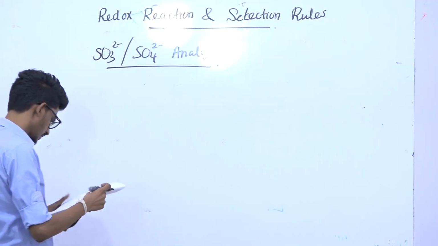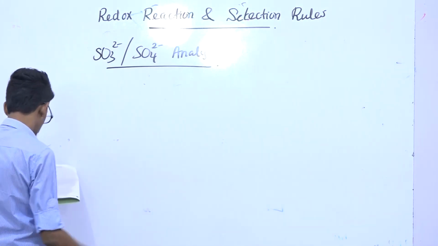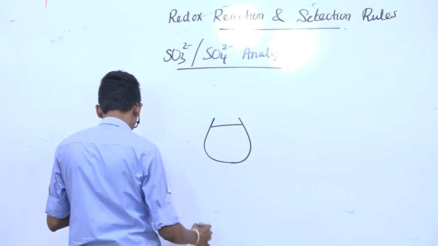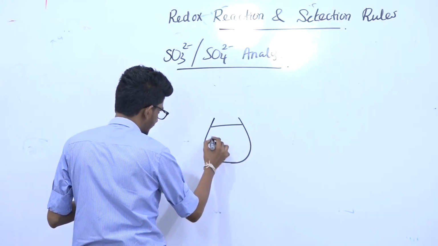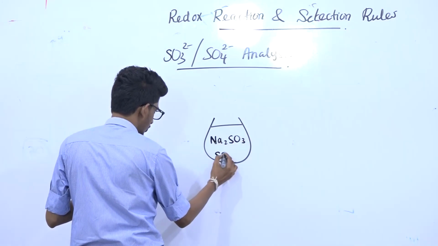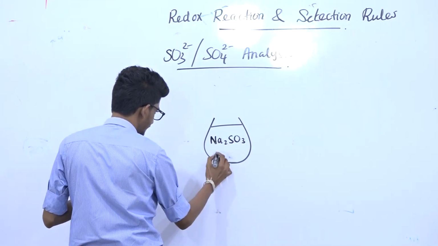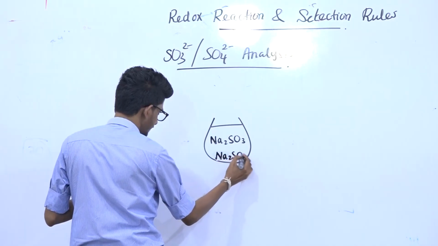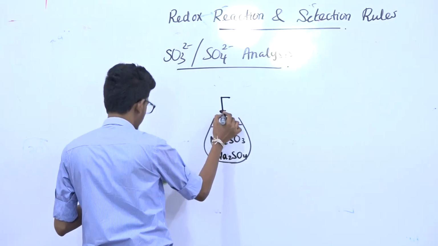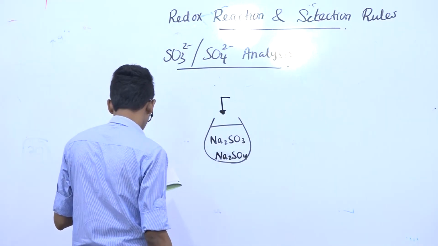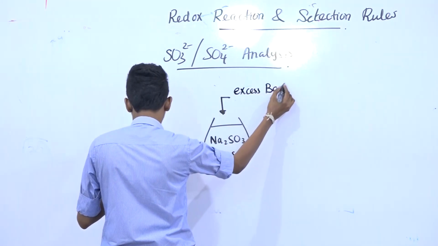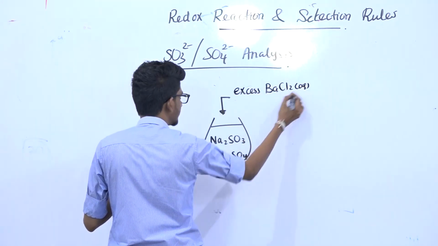So you have a solution like this. This is just a working, right? So you have sodium sulfite as well as sodium sulfate. To this, first, excess of BaCl2 aqueous is added.